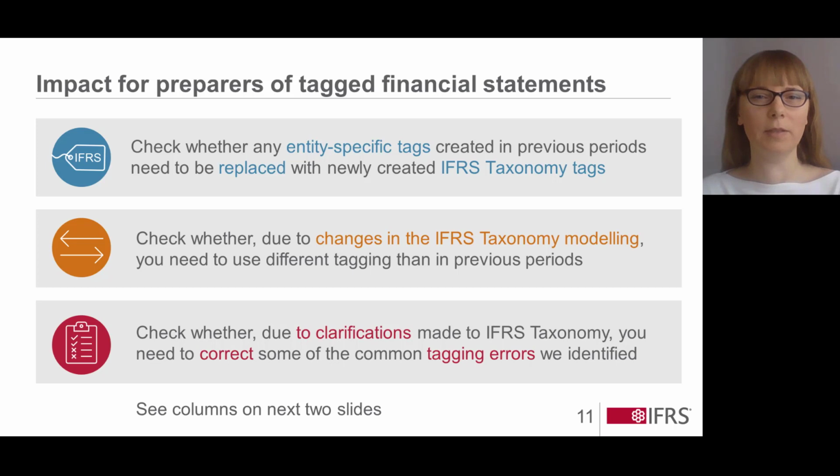Some entity-specific elements might need to be replaced by the new IFRS taxonomy elements to improve consistent tagging. Some IFRS taxonomy elements have been removed and replaced by clearer elements or models, so preparers will need to consider which new elements to apply. Some element labels were clarified, and companies will need to consider whether those elements correctly reflect information tagged. This is because we found errors and inconsistent tagging when companies used those elements.